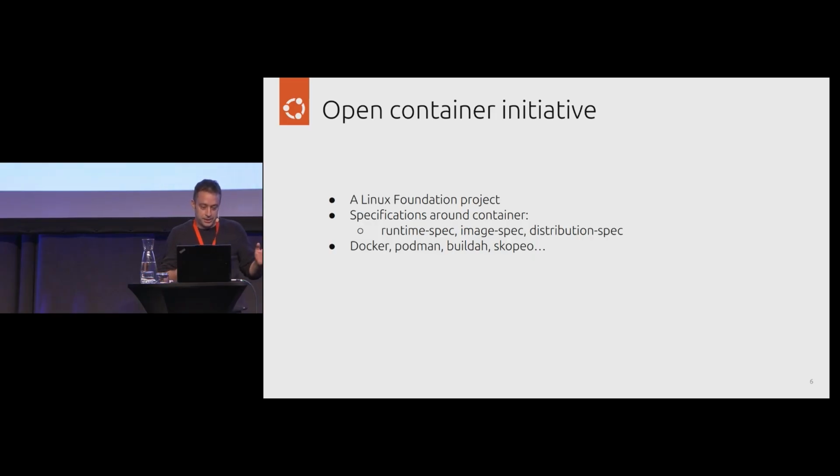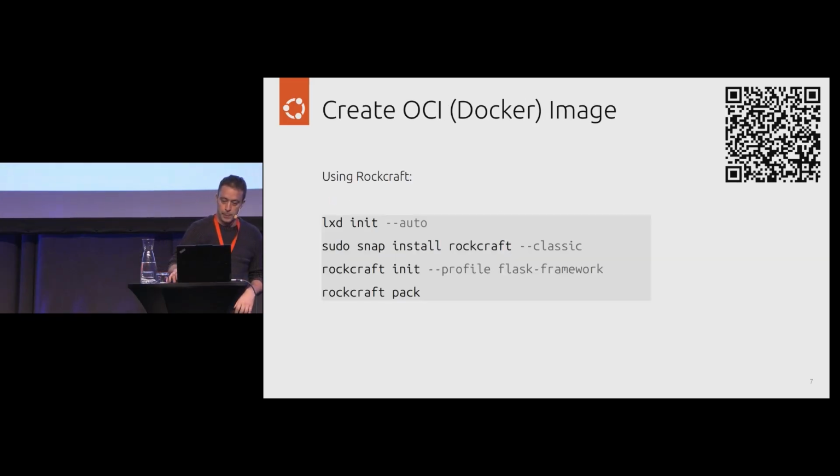So basically, OCI is 3 specifications: runtime, image, and how they are distributed. And what I wanted to show is that you don't really need Docker to build or to run OCI images. You can use other tools like Docker, Podman, Buildah, Skopeo. And that's where we are going to go.